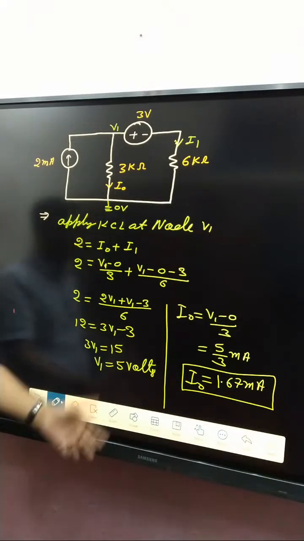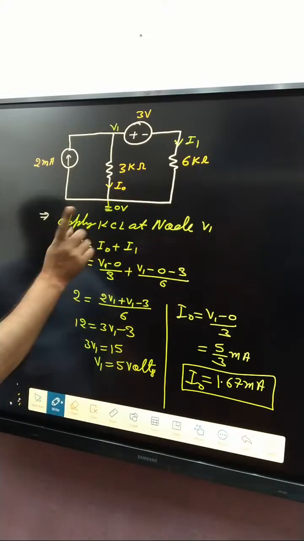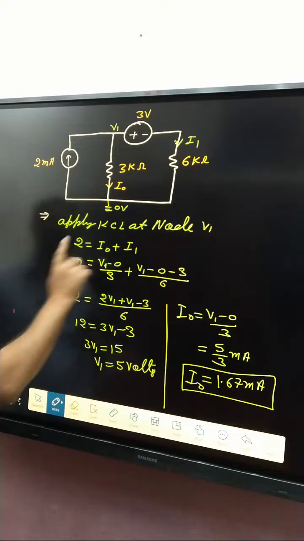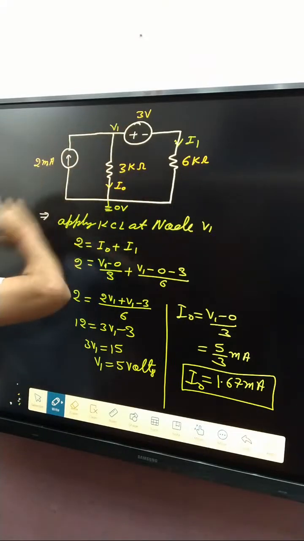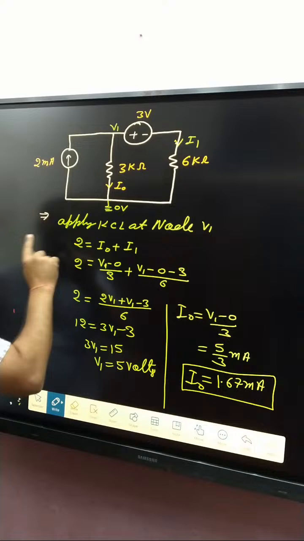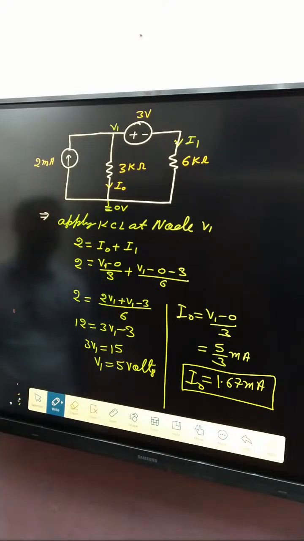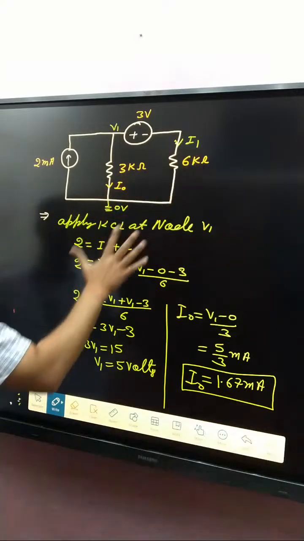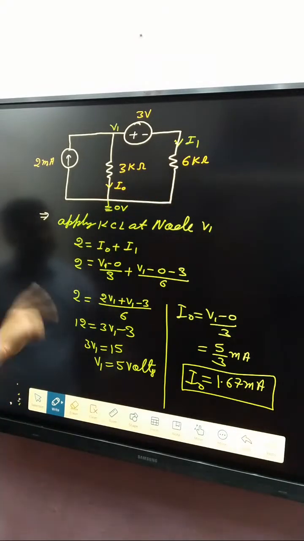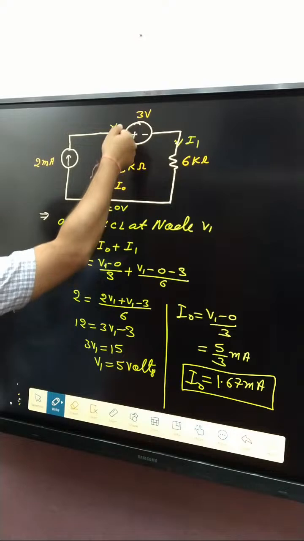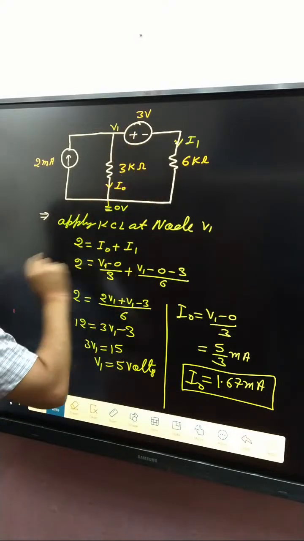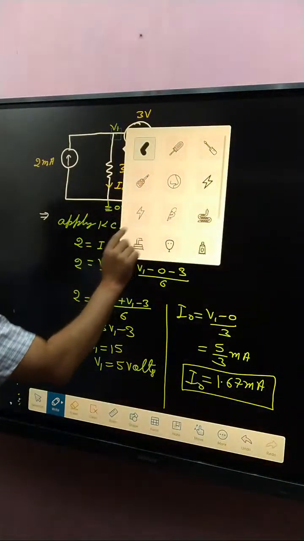Now next, the fourth step: apply KCL at node voltage V1. The sum of incoming current is only 2 milliampere. The sum of outgoing current is I naught and I1. So it is written like that. Next target: I naught is V1 minus 0 divided by 3 kilo ohm, plus I1, V1 sorry.